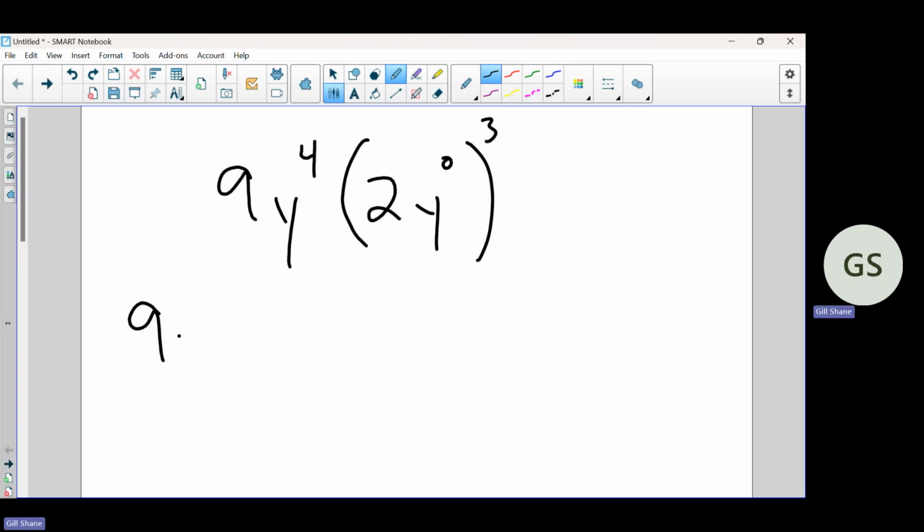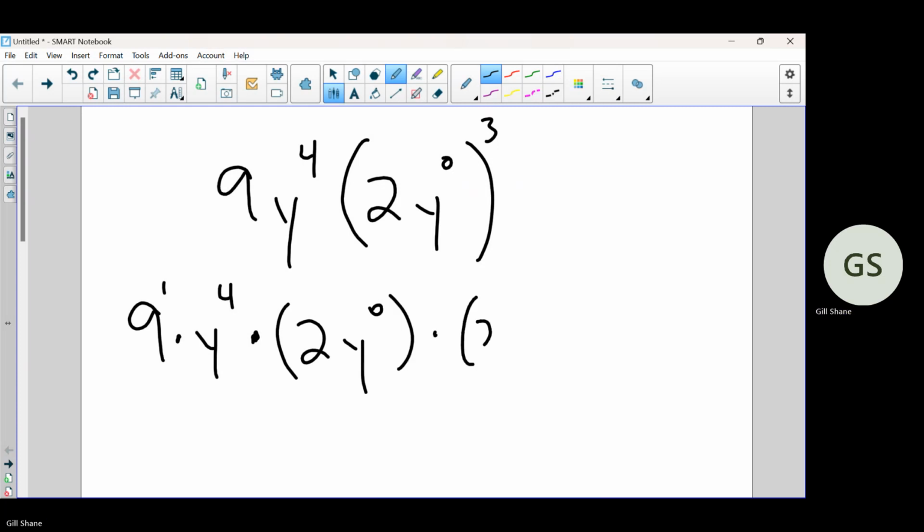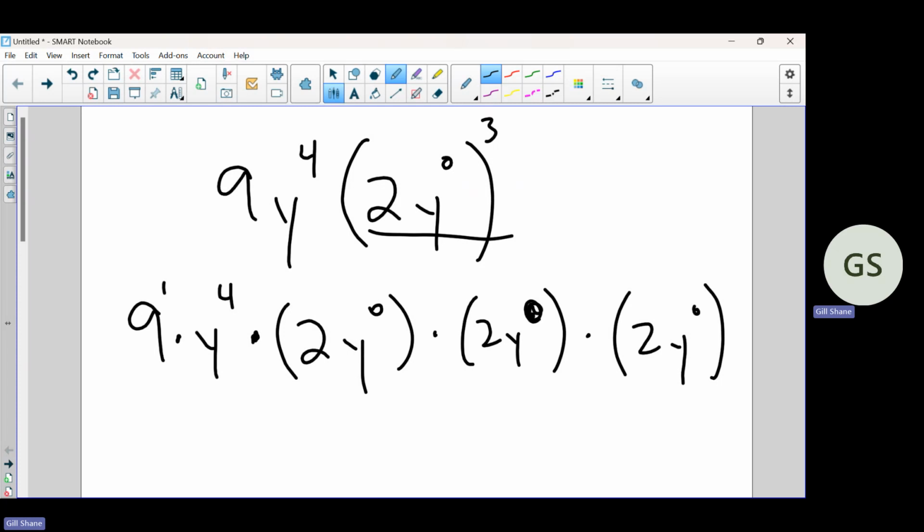I think it helps you to just say, well, that's 9. Remember, the 4 is only on the y, so you can even write a 1 in there. So you remember, times, now I'm going to actually take baby steps, and I'm going to say it means 2y to the 0 times, because I'm doing it 3 times, 2y to the 0, times 2y to the 0. So that's my first baby step. You don't have to show all of this. So I took the base, and I multiplied it times itself 3 times.